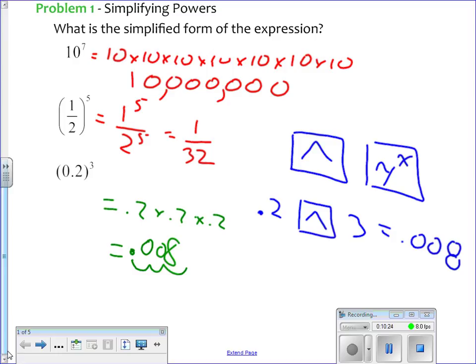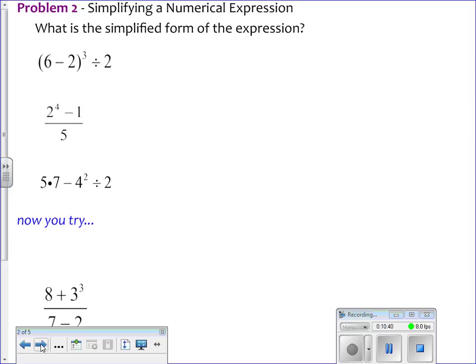Okay? Calculators are wonderful tools. They are not a replacement for doing the work. They are a tool to help you do the work. Okay? Does that make sense? Any questions so far? Okay. Next page.